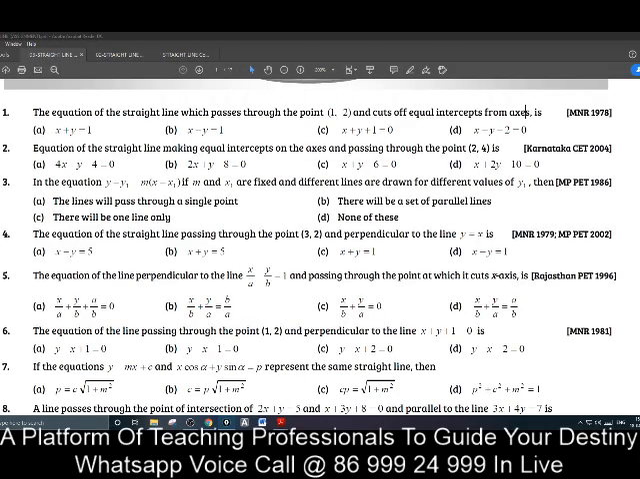Now, coming to the next question, please. Fourth one, can you try and tell me this? The equation of the straight line passing through the point (3, 2) and perpendicular to the line y equal to x. One more technique I'll tell you. Just listen first.